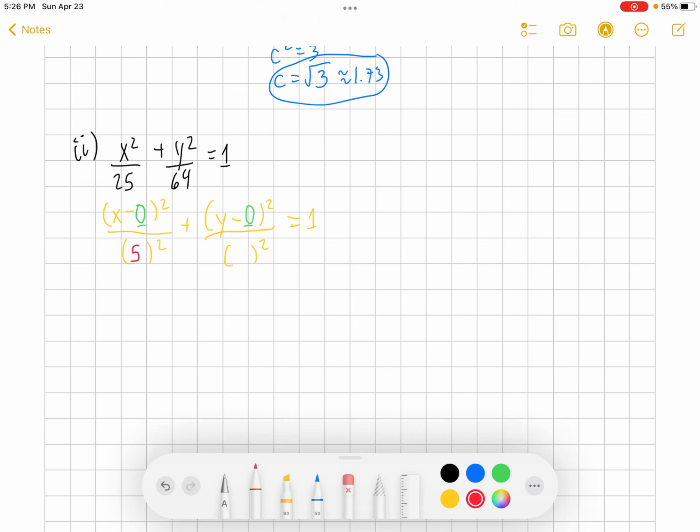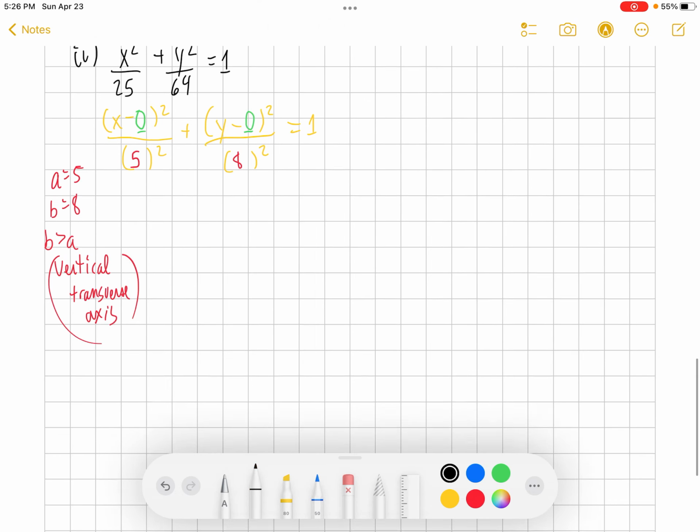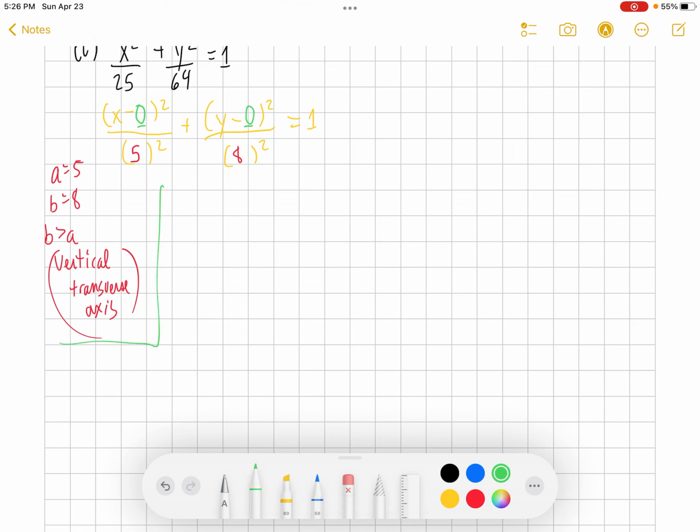Underneath the x stuff, something squared to get 25. 5 squared, right? And under the y stuff, something squared to get 64. That's going to be 8. Here you can see my h is 0, my k is 0, my a is 5, my b is 8. Because b is bigger than a, this is going to be a vertical situation, vertical transverse axis. Just noting that. All right, so let's do the center.